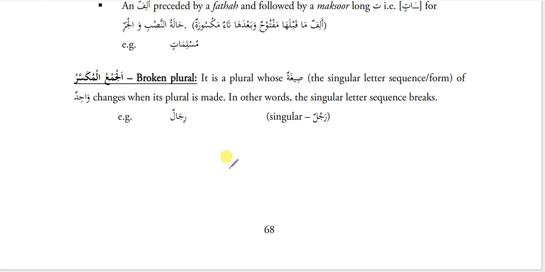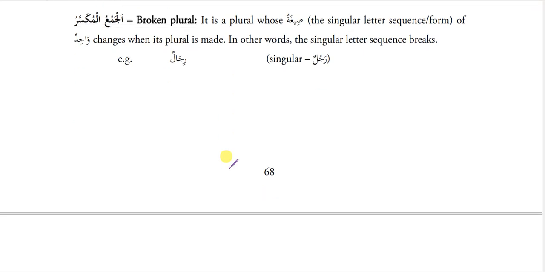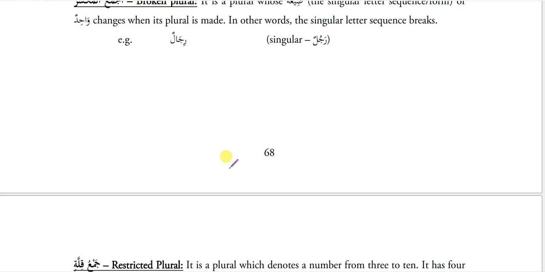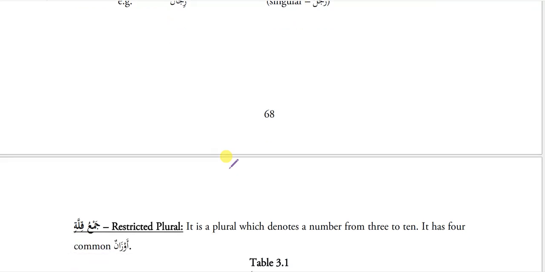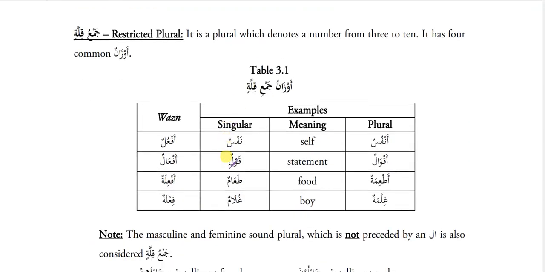Then we have jama al mukassar, the broken plural. It is a plural whose sega, the form of wahid, changes when its plural is made. For example, from rajulun it became rajulin. In a simple way, just remember that there are rules for making jama salim, but there is no such rule for making jama mukassar. Then we have jama killat and jama kasrat.